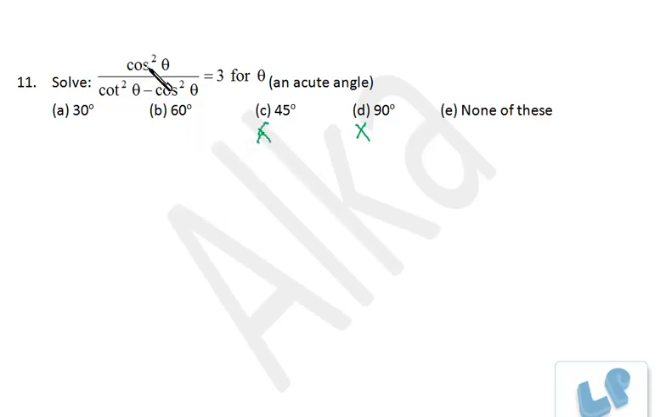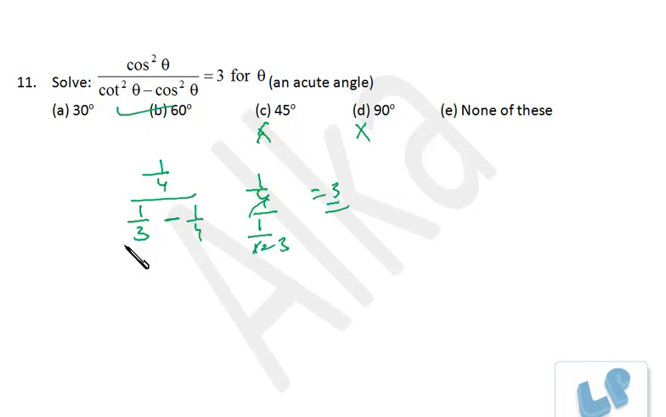So suppose I choose 60. Now cos 60 is 1 by 2, so cos square is 1 by 4. Cot 60 is 1 by root 3, so cot square 60 degrees will be 1 by 3, minus 1 by 4. Now let's see whether we get a 3 or not. This is 4 minus 3, that's 1 by 12. So 1 by 4 divided by 1 by 12 is 3. That means 60 degrees is the correct choice. So you have got this answer.